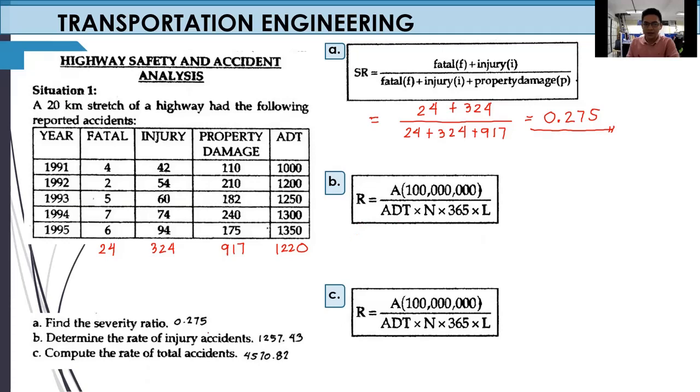Okay? So lagay lang natin, first thing is rate of injury accident. So hindi kasali si property damage. Si fatal lang, tsaka si injury. Yung R natin dito is equivalent to fatal, which is 24, injury is 324. Then multiply natin by 100 million. Ayan. And divided by ADT, yung average daily traffic natin, multiplied by N, or the number of years ng data natin, which is 5, multiplied by 365, multiplied by our length, which is 20 kilometers.